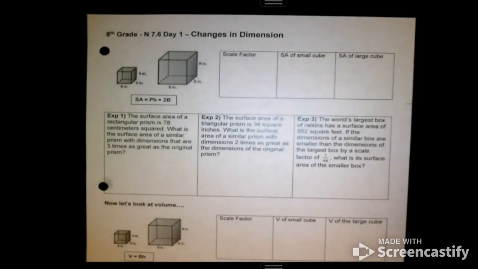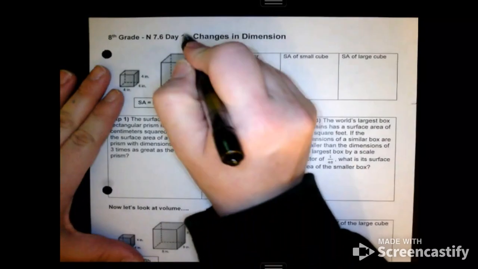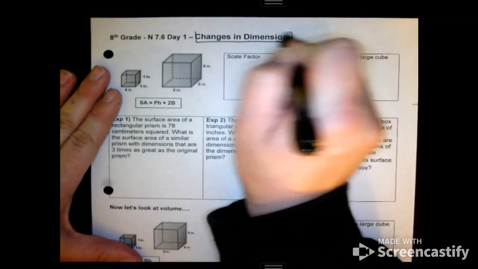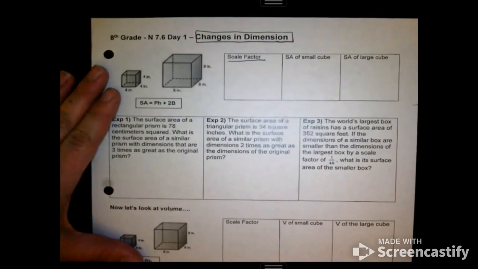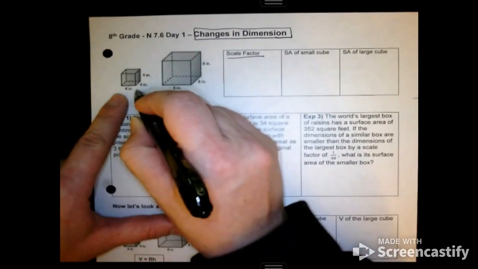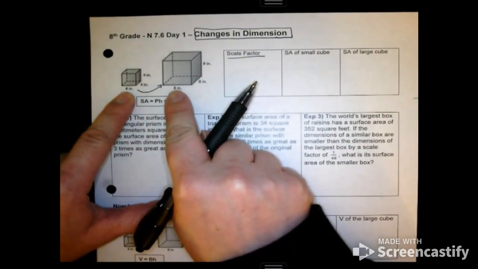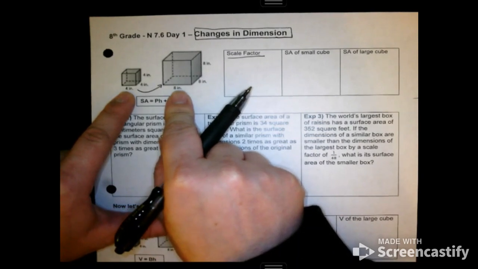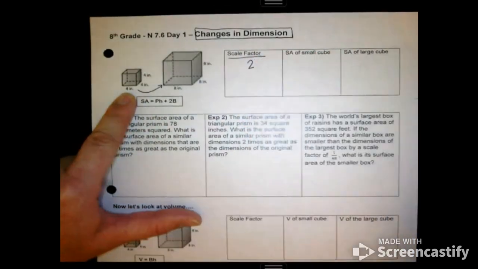Using what we have been using for the last week and a half, it seems like. All right, but now we are looking at changes in dimension. We've talked about scale factor, I believe, at two different points in the year. If I look at this cube and this one, what would the scale factor be to get from 4 to 8? 2, because it's what you multiply by, right? So my scale factor would be 2.